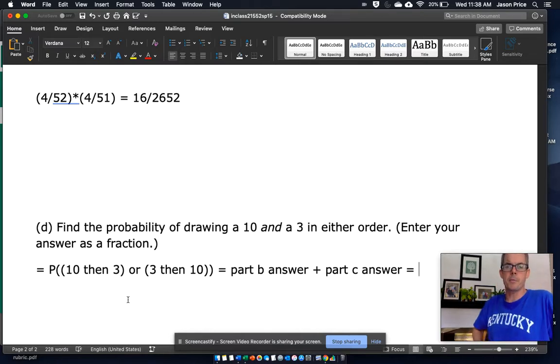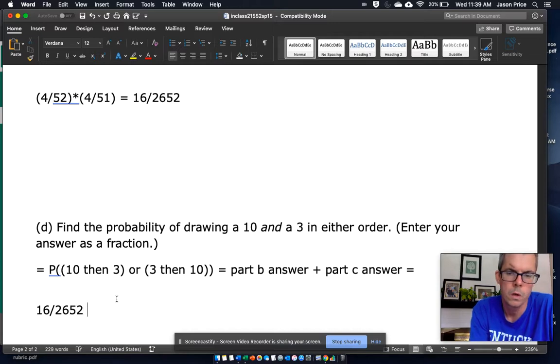And I don't have to subtract here because it's impossible to simultaneously pull a 10 followed by a 3 and pull a 3 followed by a 10. So I can just add those two numbers together. Now when we add fractions that have the same denominator, we just add the top. So I'll add 16 divided by 2652 plus 16 divided by 2652, and I'll end up with 32 divided by 2652.